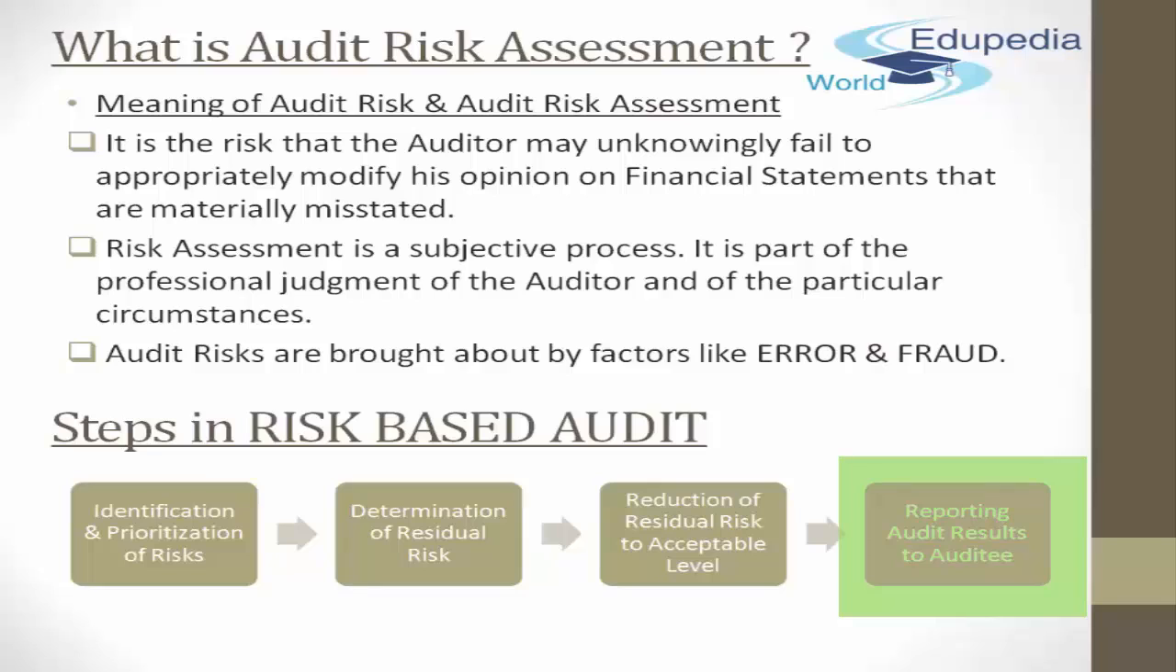So any kind of weakness in your internal control system, any deficiency in the system or in operation of internal controls, which is particularly going to affect the organization's ability to record, process, or summarize, you need to have that kind of reporting forwarded to the auditee as well. So these were the steps in risk-based audit. You need to identify and prioritize your risks. Next, you need to determine the residual risk. Then, you need to reduce that residual risk to some acceptable level. Finally, you need to report your audit results to the auditee.